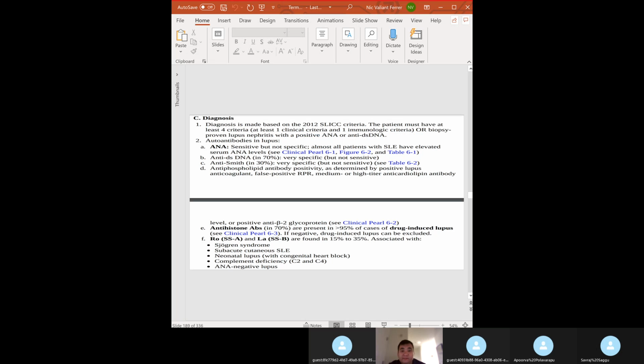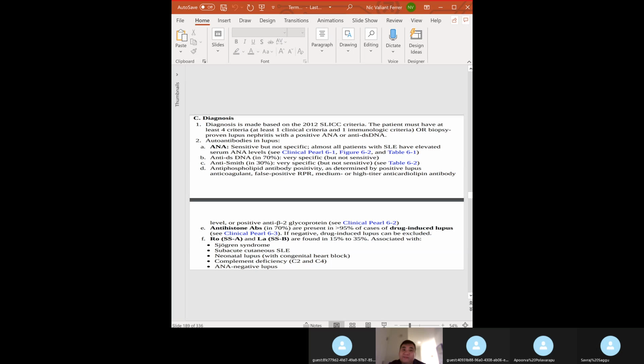How do we diagnose SLE? ANA is sensitive. However, the most specific ones are anti-double-stranded DNA and anti-Smith. These are very, very specific for SLE. So don't forget, doctors, the clinical course of SLE is chronic, characterized by exacerbations and remissions.